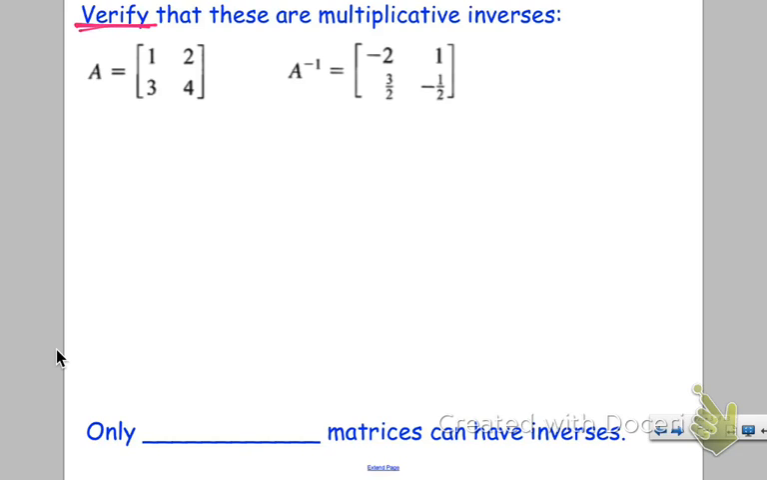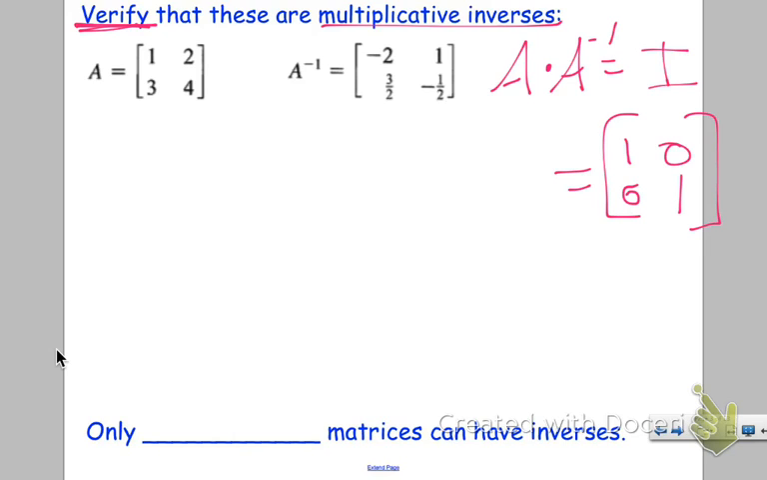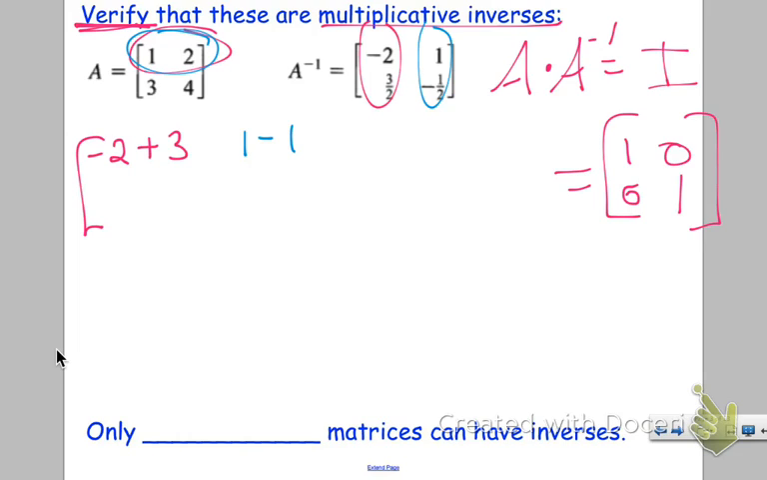So if I have to verify that these are inverses, well, that means that A times A inverse should give me an identity, and in this case a 2 by 2 identity. So my answer should come out to be 1, 0, 0, 1. That's how I prove that these are inverses. So let's do that. That's going to give me 1 times negative 2 is negative 2. 2 times 3 halves is plus 3. And then top row, second column, 1 times 1 is 1. 2 times negative 1 half is negative 1.